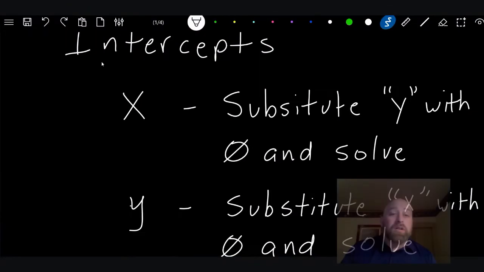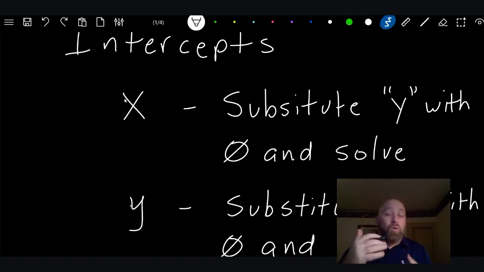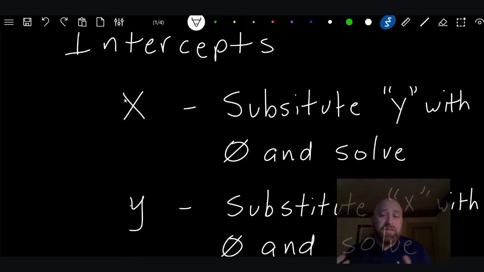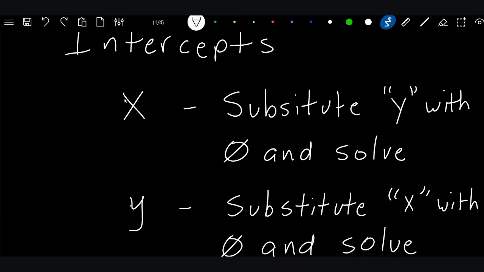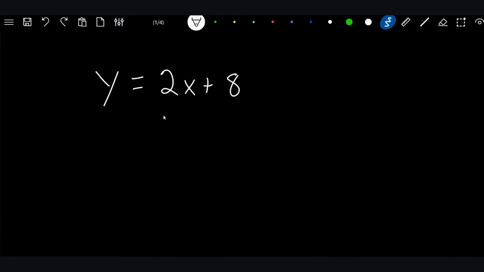Okay, so how would I solve this? If I was looking for the x-intercept, I would substitute the y with 0 and solve. So in other words, you would just work your equation with 0 in place of the y. Whatever you get for an answer, that's your x-intercept. You would do the same thing for your y. You just plug the 0 in for the x, go through the process, solve it, and you would get the y-intercept. Let's look at an example right here.